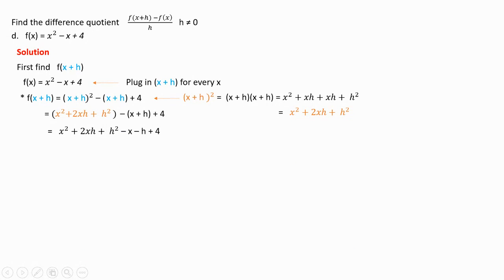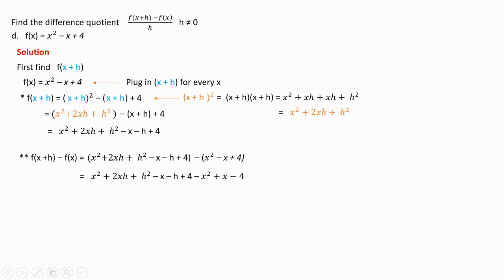Now, the second part, I'm going to do the f of x plus h minus f of x. I already found the f of x plus h, which is this part here. Minus f of x is the original function, which will be x squared minus x plus 4. That's f of x. Now here, I'm going to distribute the negative, like this would be x squared plus 2xh plus h squared minus x minus h plus 4. Here's where I distribute the negative. Negative times a positive will give us negative. Negative times a negative will give us a positive. And negative times a positive will give us a negative.